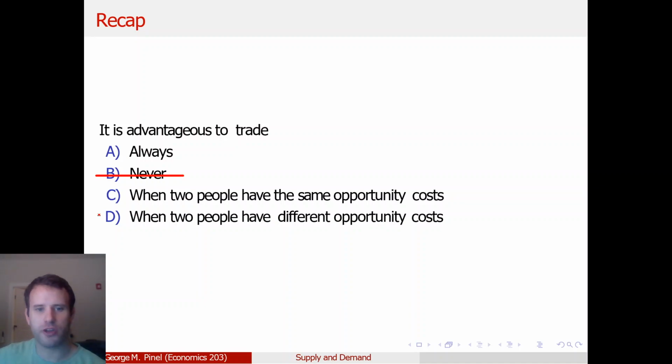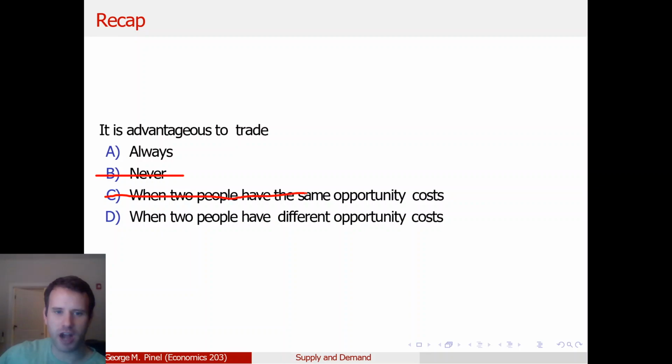Is it beneficial when two people have the same opportunity costs? If two people have the same opportunity costs, it's not really beneficial to trade, because there's no specialization to be had. If I have the same opportunity cost as you, we both have comparative advantage in neither good and both goods. Nobody really has a leg up, and there's nothing to specialize in. It's as though you doubled the amount of time or resources, but then divided it in half later. So it's not when two people have the same opportunity cost.